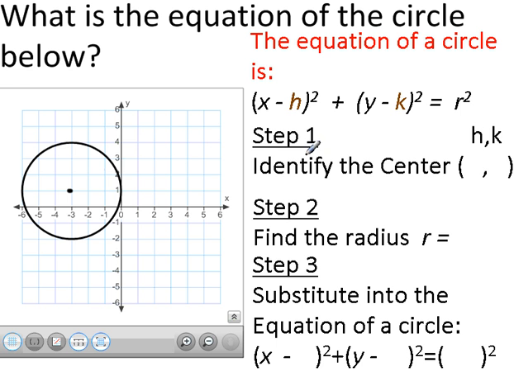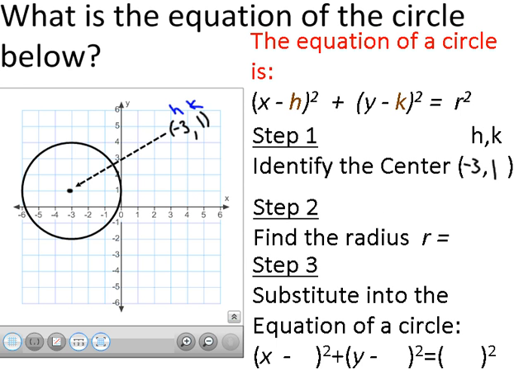Okay, my first step is to identify the center. So here is the center. What are the coordinates of the center? Well, the x coordinate is -3 and the y coordinate is 1. Now remember, these coordinates represent h and k. So the center is (-3, 1).